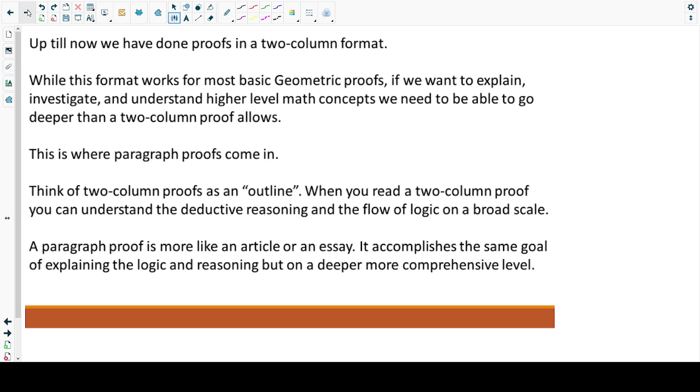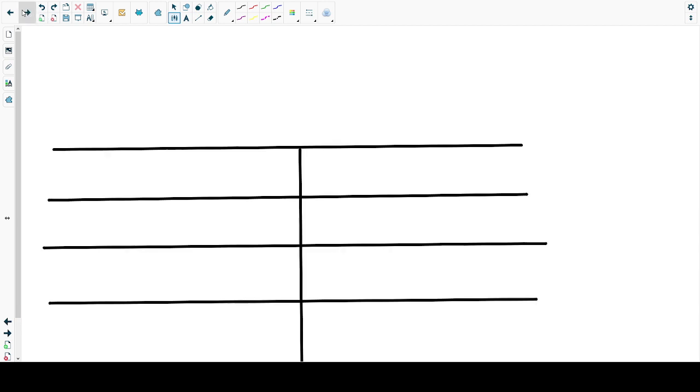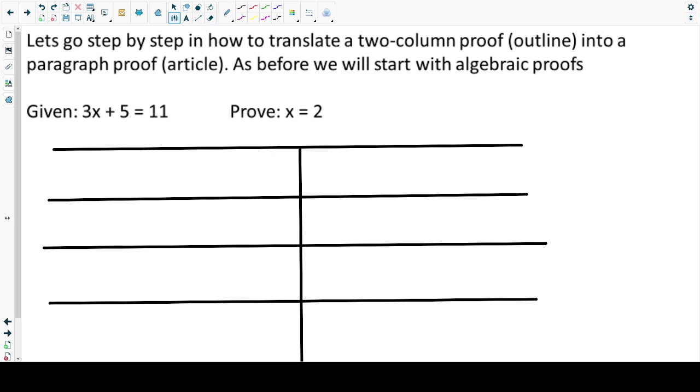A paragraph proof is more like an article or an essay or a finished written product. It's a little bit more formal. It accomplishes the same goal about proving what you need to prove, but it's a little bit deeper on the reasoning and a little bit more comprehensive in the way it goes about it, right? So we're going to start this by going all the way back to two-column proofs, and we're going to do an algebraic two-column proof. So we're going to start way back when, and then we're going to build our way back up to a paragraph proof.